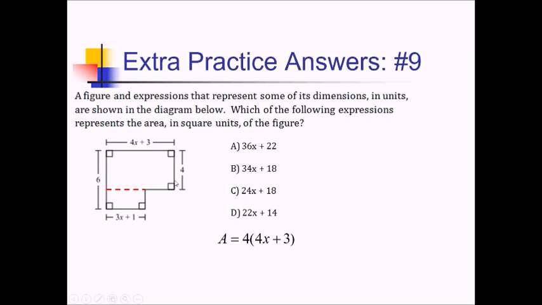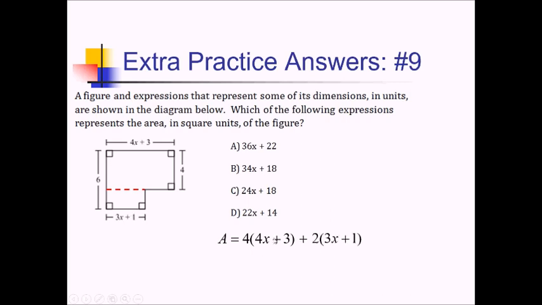But I also have to add to that the area of the smaller rectangle down here. So we have a base of 3x plus 1. And how about the height? Well, the height is whatever's left over from this 6 here after I've used up this 4 to get the top rectangle. So that's actually a height down here of 6 minus 4, or 2. So I can write 2 times 3x plus 1.